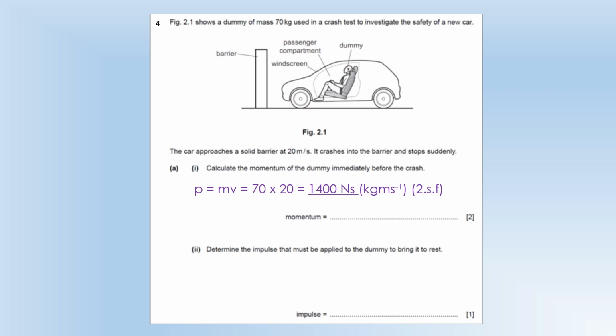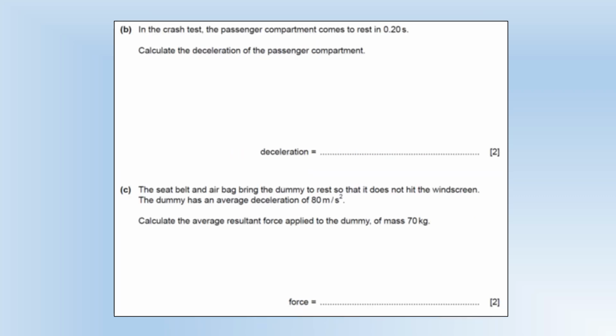Determine the impulse that must be applied to the dummy to bring it to rest. So if it has momentum of 1400, the impulse must be minus 1400, so that its final momentum ends up being 0. Okay, so in the crash test, the passenger compartment comes to a rest in 0.20 seconds. Calculate the deceleration of the passenger compartment. So remember, acceleration is rate of change of velocity. Our change in velocity is minus 20, and the time is 0.2, giving us an acceleration of minus 100 meters per second squared, or a deceleration of 100 meters per second squared.